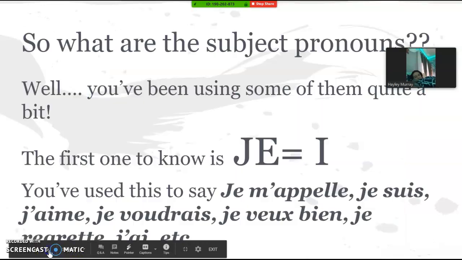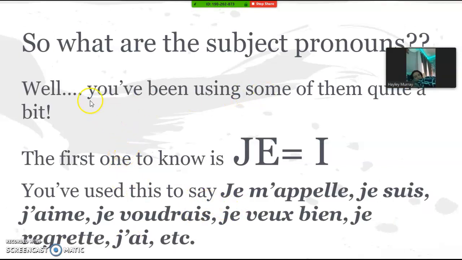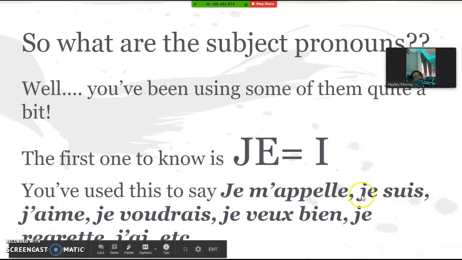Okay, so you get the idea? You have to have certain things that go together all the time. Right. So what are subject pronouns? You've been using them, some of them quite a bit. The first one to know is je, which means I. You've used this to say je m'appelle, je suis, j'aime, je voudrais, je veux bien, je regrette, j'ai, etc. Right?